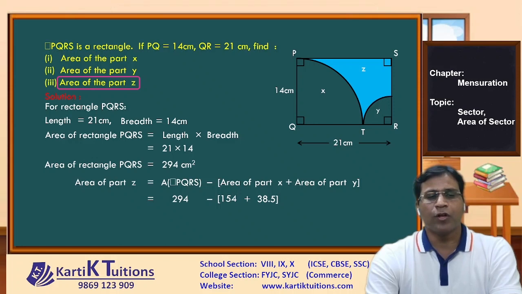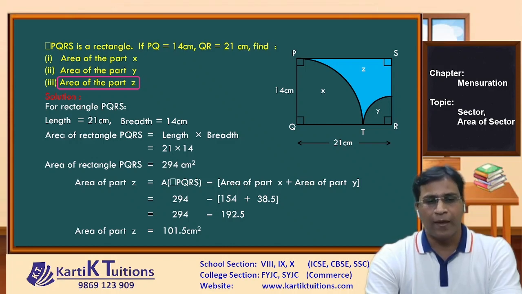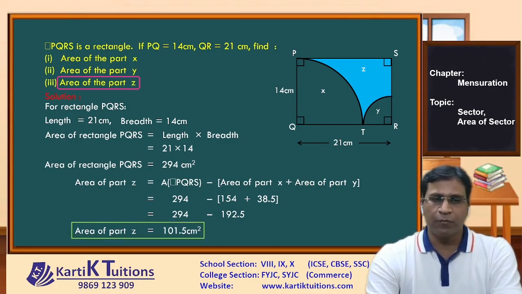Now let's solve the bracket first. So it becomes 294 minus, when we add these two, you will get 192.5. So 294 minus 192.5 will give us 101.5 centimeter square. I hope you have understood this sum also. Let's have a look at one more interesting sum.